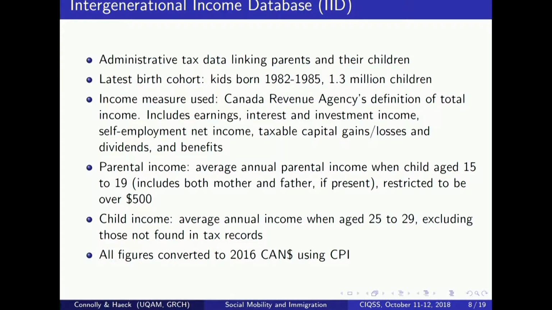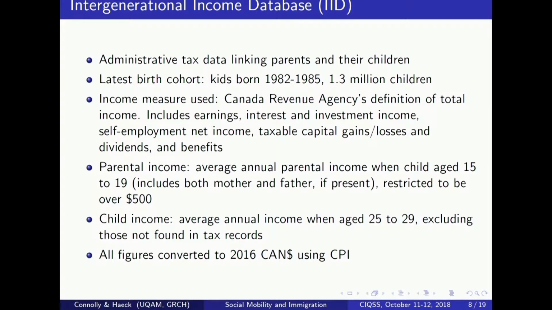Now we have to define how we measure parental income and how we measure child income. Parental income is going to be a 5-year average. We're going to look at the total income of both the mother and the father, if they're present. We're going to add them up, and we're going to do an average over the ages when the child is age 15 to 19. And we restrict this to be over $500.